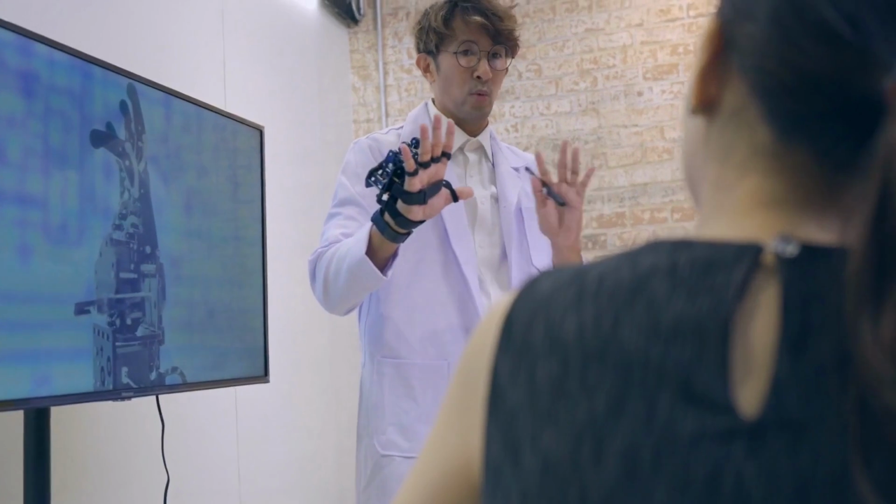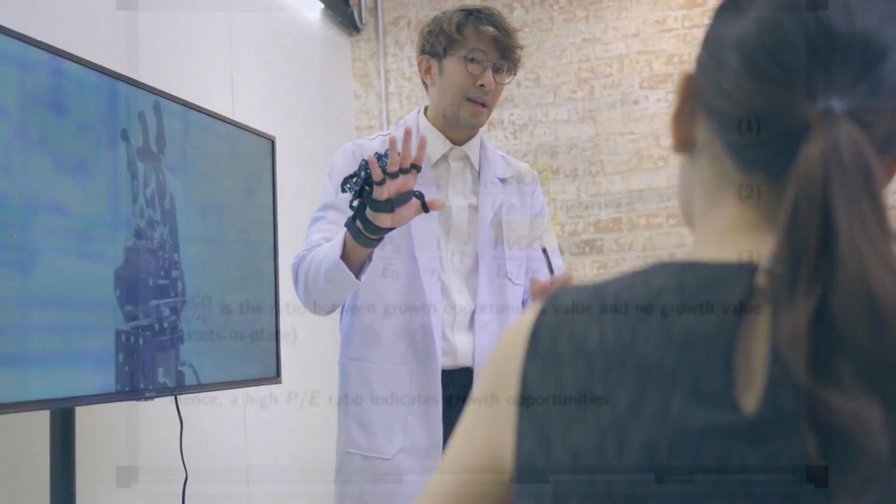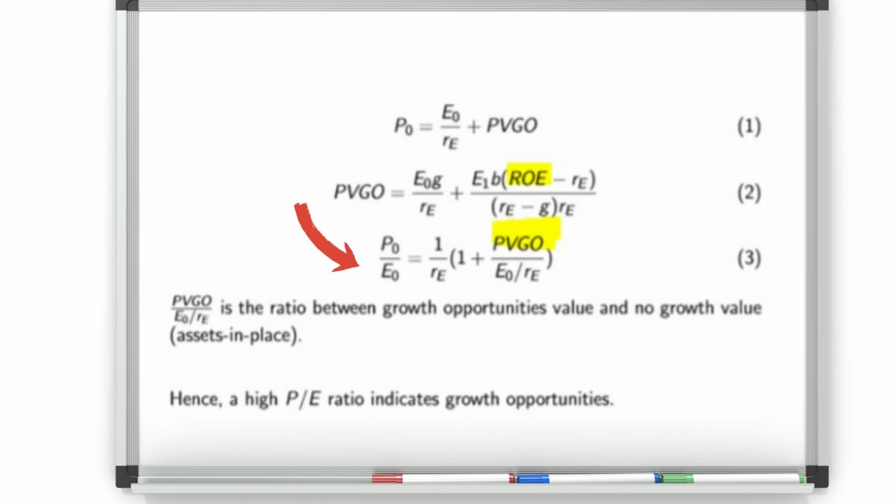Let's move over to a slightly more advanced understanding of the PE ratio. So what you see here is the mathematical formula for the PE ratio, which consists of two parts. First, 1 divided by R, which is the value of a company without any growth. And then the second part with the letters PVGO and some other stuff, which represents the value of a growing company. Now, while we don't have to go any further with the mathematics, what I want you to notice is that profitability in the form of return on equity, or ROE, is a part of the equation. And that has some serious implications. It means that the PE ratio is not only about growth, but also about how profitable a company is.